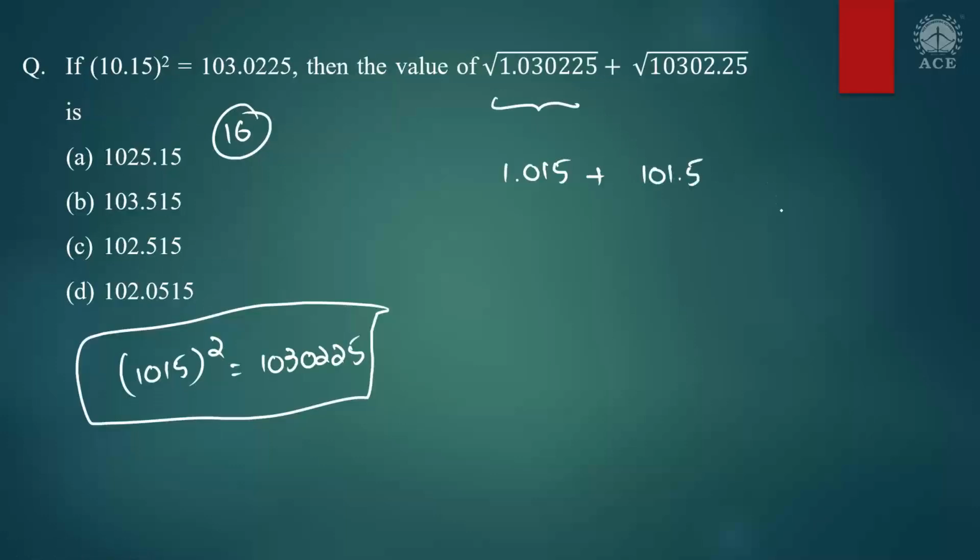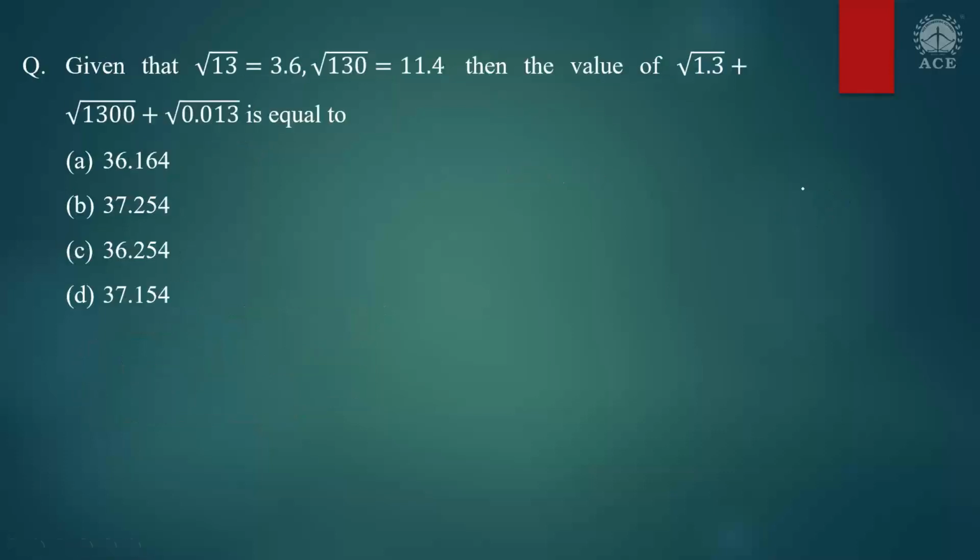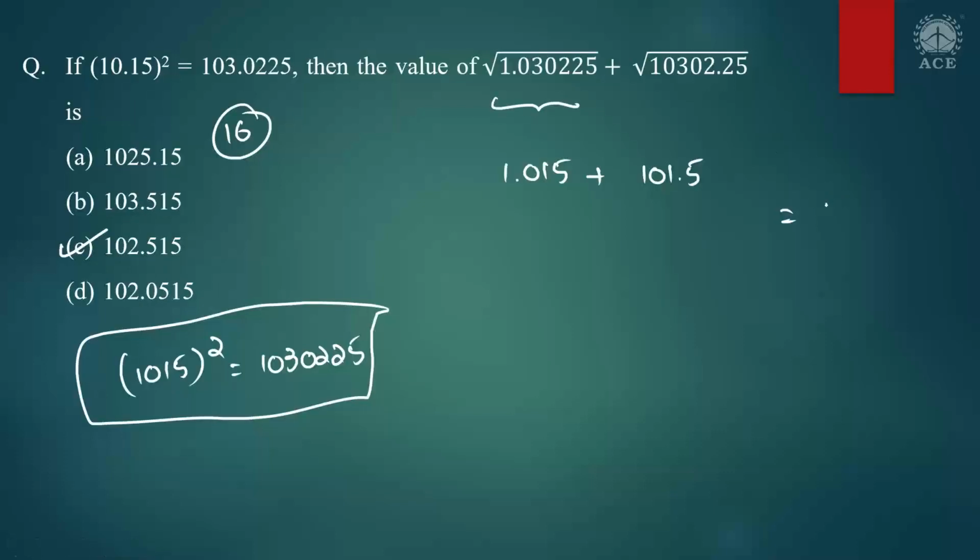Okay. Adding these two, hope you got option C, sir. Yes, option C, 102.515. You just add those two, my dear friends. We got 102.515. 16 questions related to square root. Okay, see the next one.